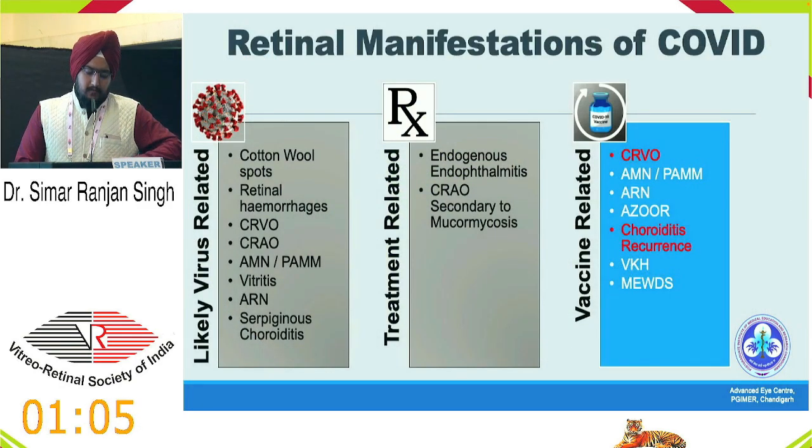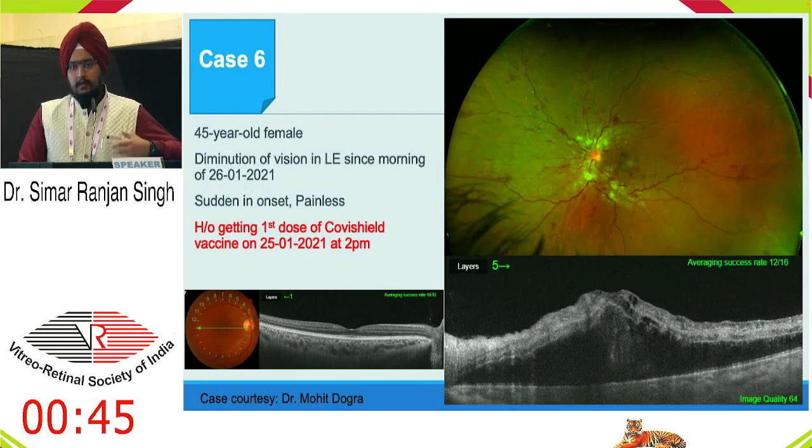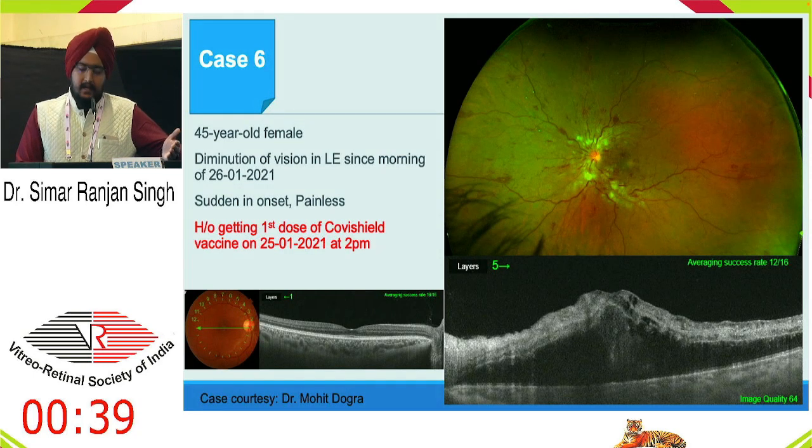Coming to the last, the vaccine related, they are kind of similar to what we saw with COVID related, because the vaccine is the same antigen that is being given to stimulate the human immune response. They have been shown to be more with the antigen vaccines rather than the mRNA vaccines. So the manifestations are quite similar, but they usually come in earlier than what we saw with COVID. This was a paramedical healthcare worker working at one of the dispensaries, who got injected with the COVID vaccine. The next day she presented to us with vitreous cells along with a CRVO kind of picture.